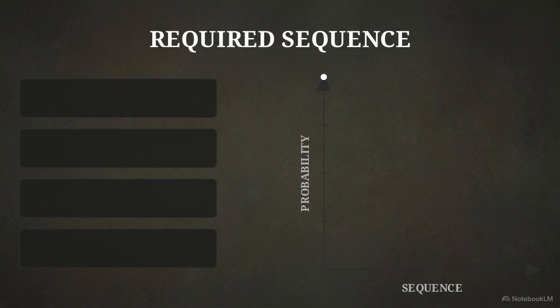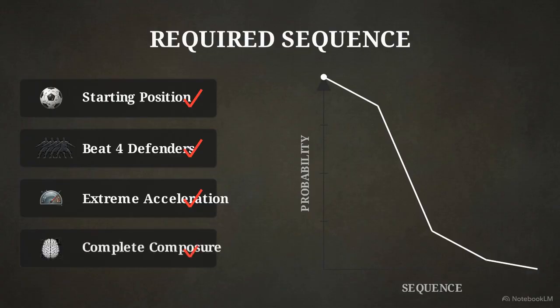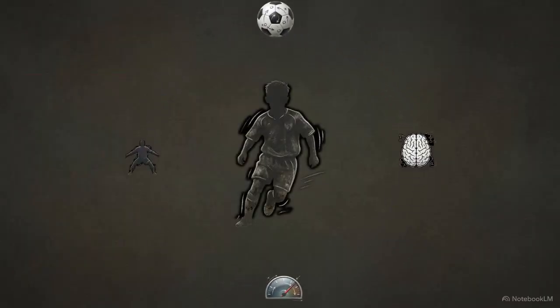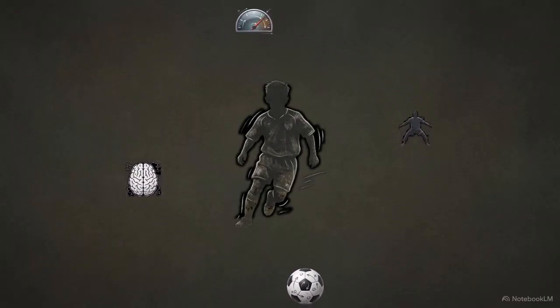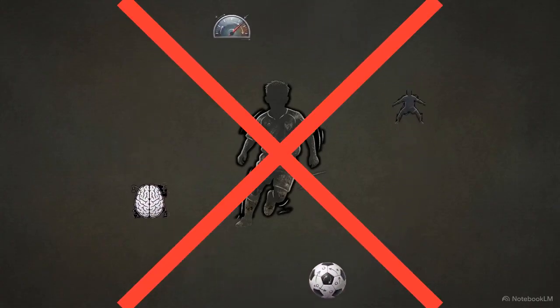This checklist breaks down the mathematical reality of these plays. To pull this off, you need a massive sequence of highly unlikely events to align perfectly, starting from the halfway line, beating 4 or more defenders in a row, maintaining extreme acceleration under pressure, and somehow keeping complete composure for the finish. The problem is that developing athletes and youth coaches watch these highly improbable sequences on loop and mistakenly build their baseline training regimens around trying to replicate them.